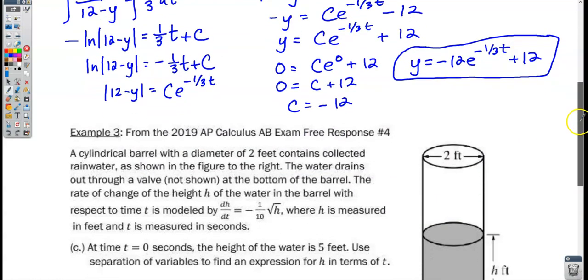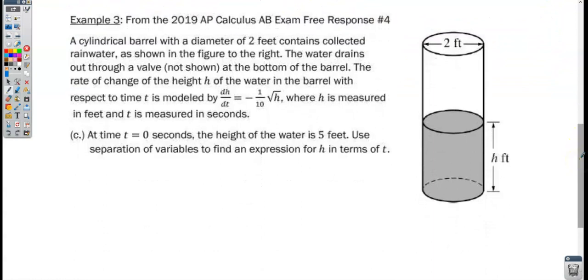All right, one more example. Example 3 comes to us from the 2019 AP Calculus A/B exam, free response question number 4. A cylindrical barrel with a diameter of 2 feet contains collected rainwater as shown in the figure to the right. The water drains out through a valve not shown at the bottom of the barrel. The rate of change of the height of the water in the barrel with respect to time t is modeled by dH/dt equals -1/10 square root of h, where h is measured in feet and t is measured in seconds. At time t equals 0 seconds, the height of the water is 5 feet. Use separation of variables to find an expression for h in terms of t.